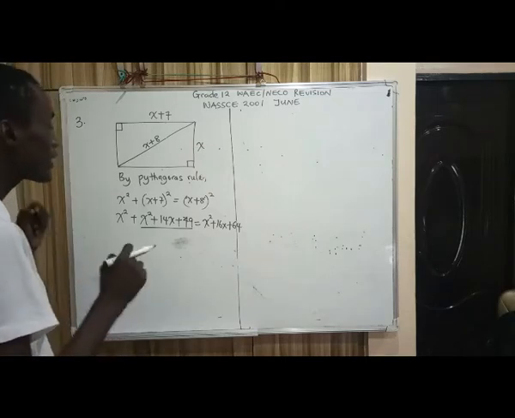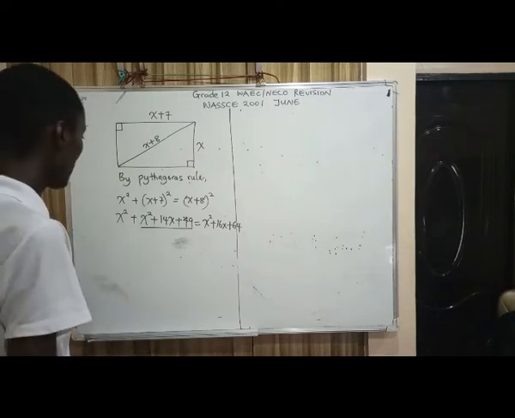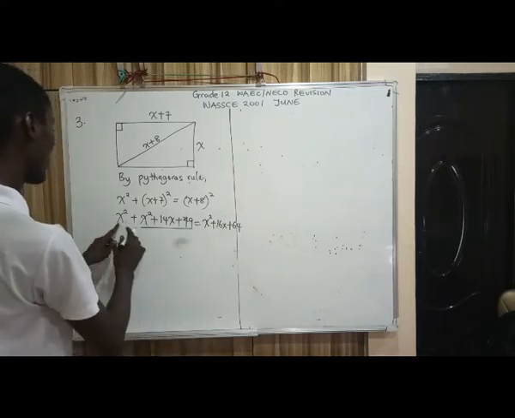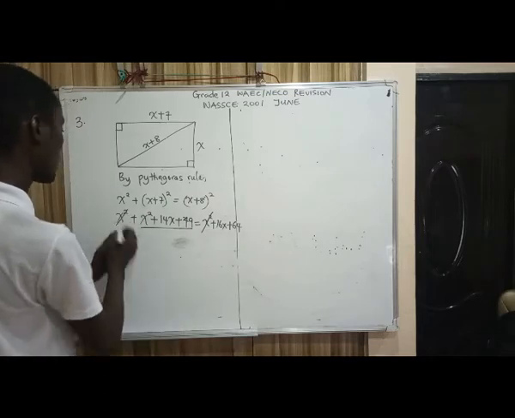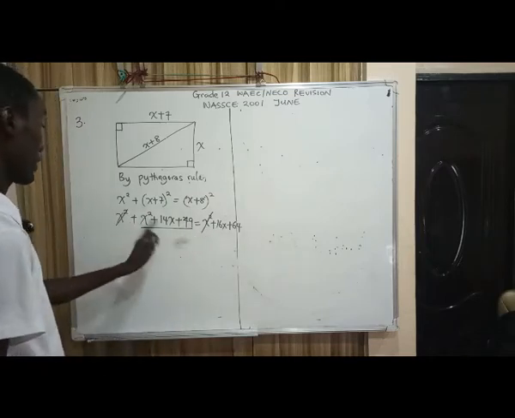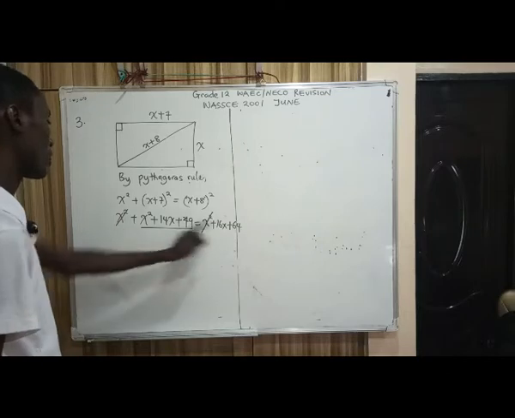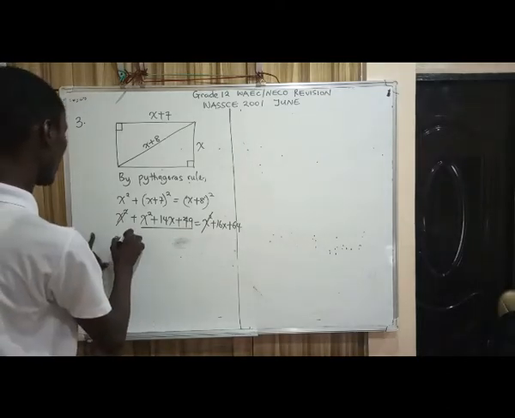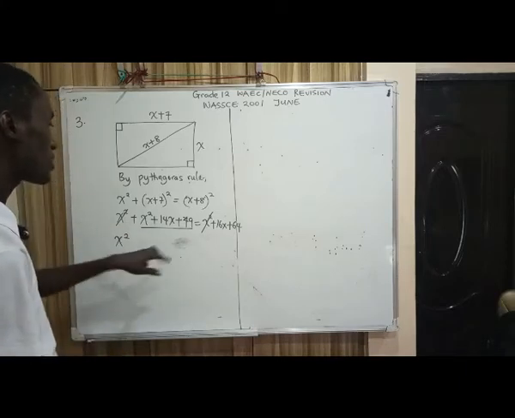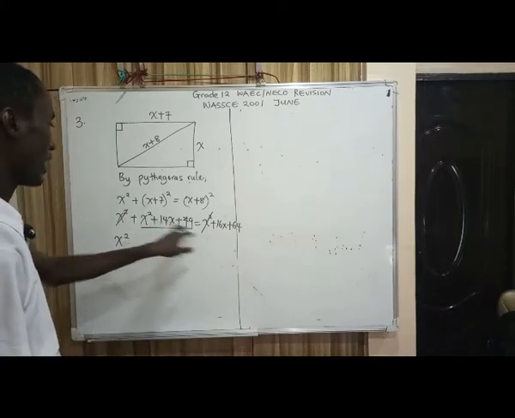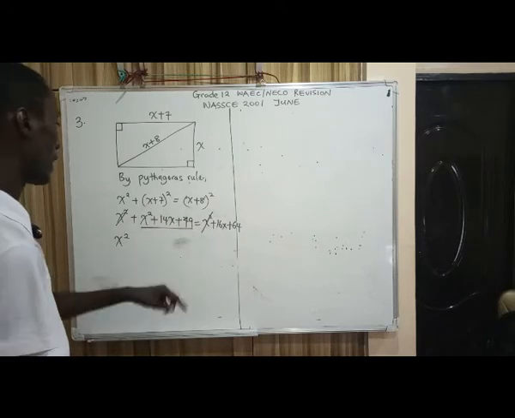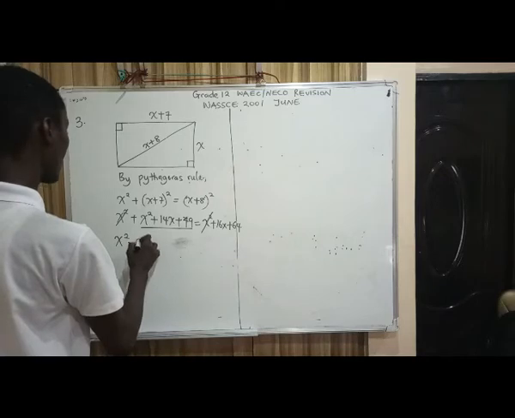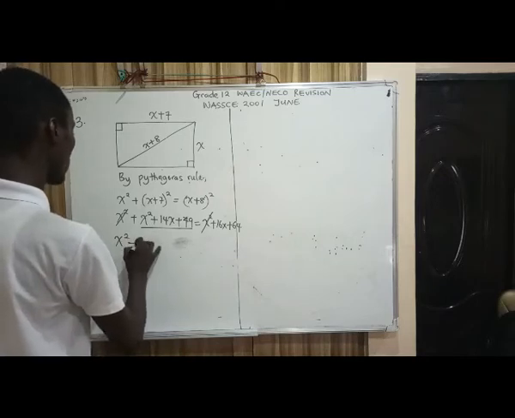Now, in simplifying, this is what I'm going to do. This and this are related, so I can just subtract these two, and this one goes. If I subtract x squared from both sides, I will eliminate x squared. So I'll be left with x squared. Now, I can also do the same. This is 14x and this is 16x. I can remove 16x from both sides. This becomes minus 2x squared.